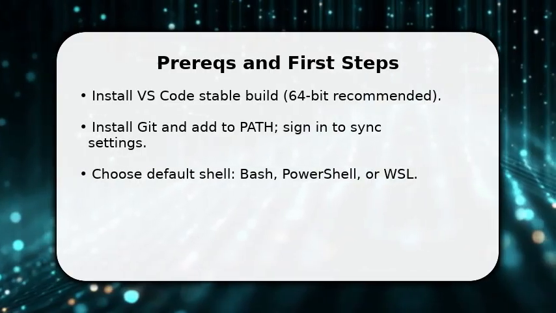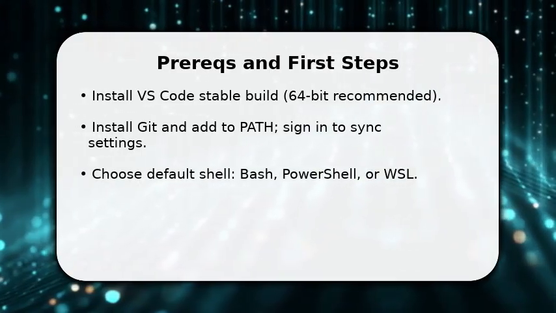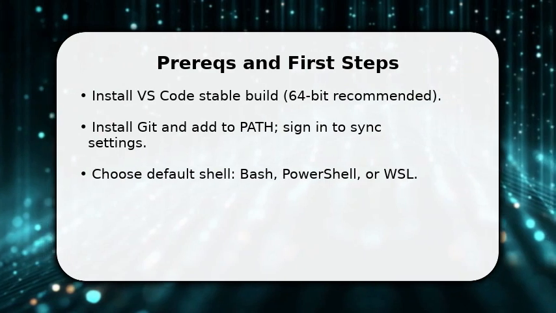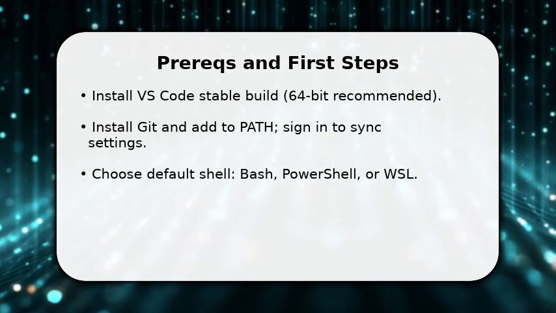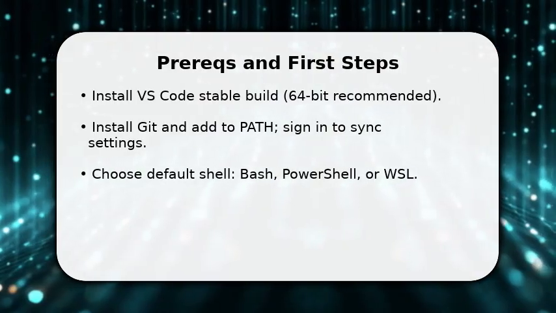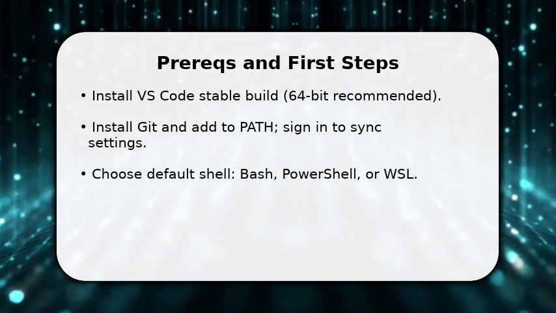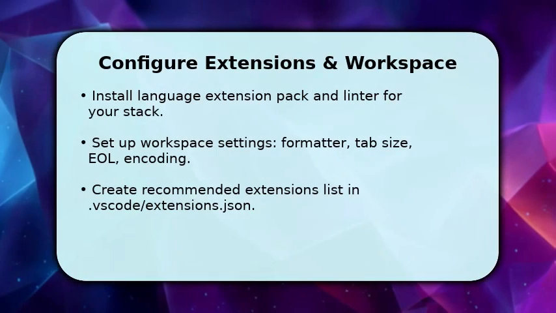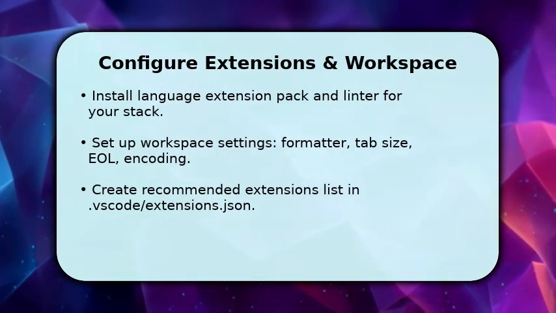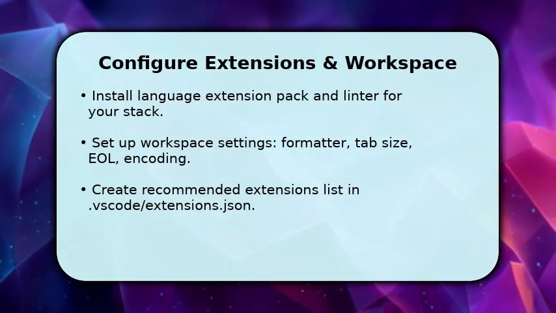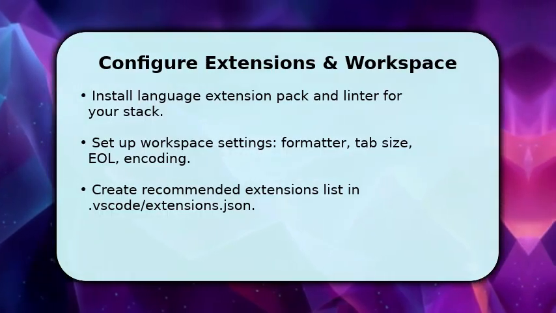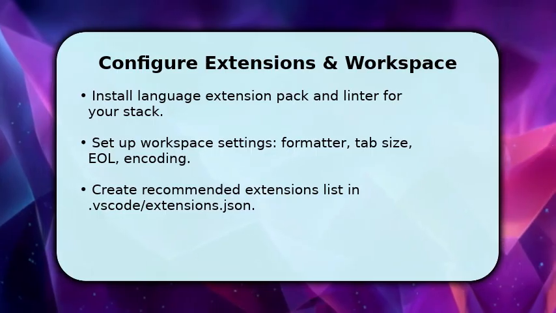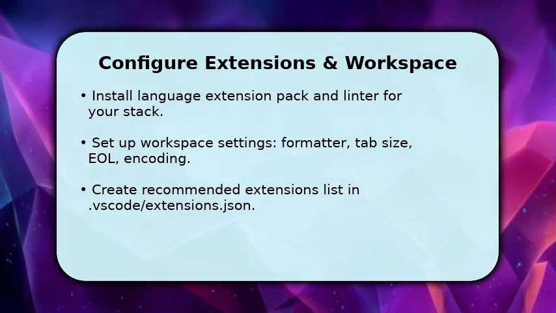These decisions let extensions and source control work immediately, so make sure they complete before moving on to extensions and workspace configuration. Once the basics are ready, install the specific language extensions and a linter/formatter for consistent code style. This is where autocomplete and IntelliSense become productive. Then configure workspace settings, set formatter, tab size, end-of-line, and file encoding so the team shares behavior.